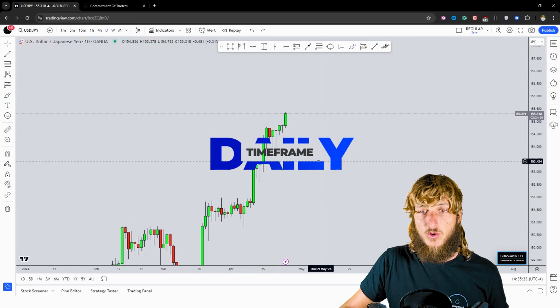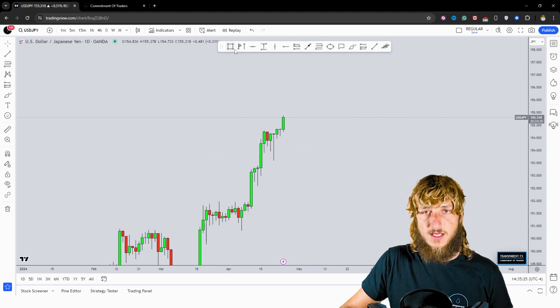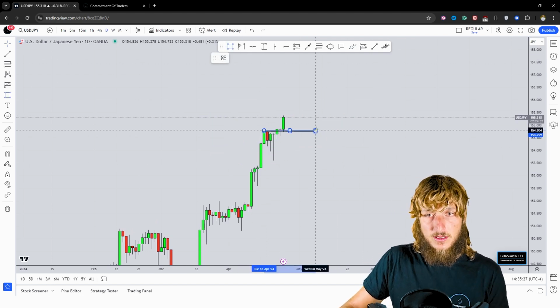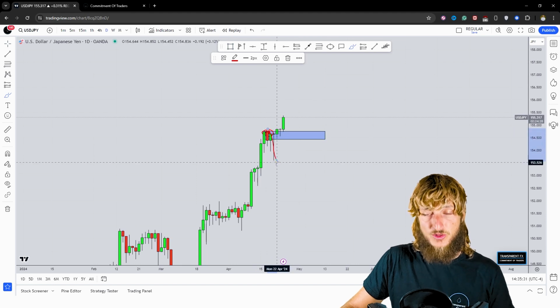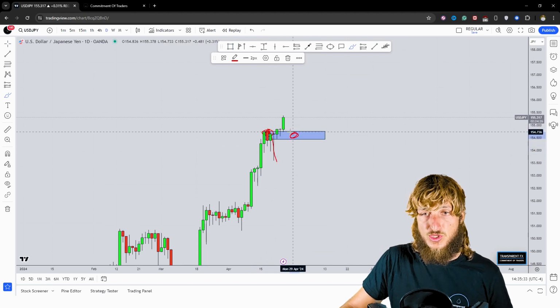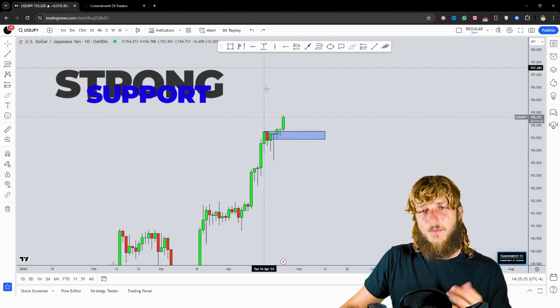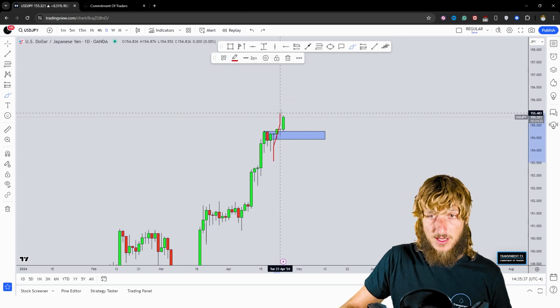So if we move back here on what we have from a technical perspective, on the daily, clearly at this level, we have previous daily resistance from which all this move to the downside was created, which is now turned support. And from a pattern standpoint, we also have a clear impulse.